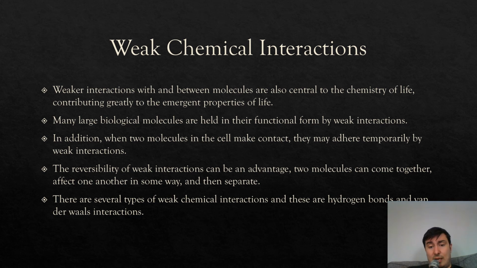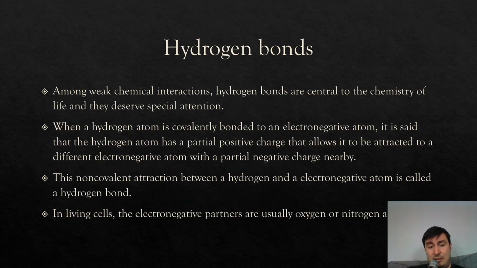There are several types of weak chemical interactions, and these are hydrogen bonds and van der Waals interactions. Hydrogen bonds are among the weak chemical interactions. Although weak, they are essential to the chemistry of life and deserve special attention. When a hydrogen atom is covalently bonded to an electronegative atom, the hydrogen atom has a partial positive charge that allows it to be attracted to a different electronegative atom with a partial negative charge nearby. This non-covalent attraction between a hydrogen and an electronegative atom is called a hydrogen bond. In a living cell, the electronegative partners are usually oxygen or nitrogen.